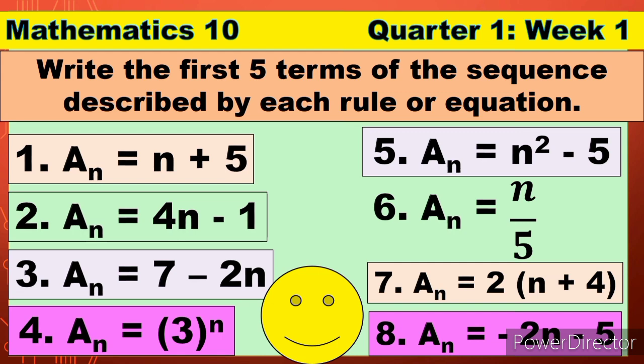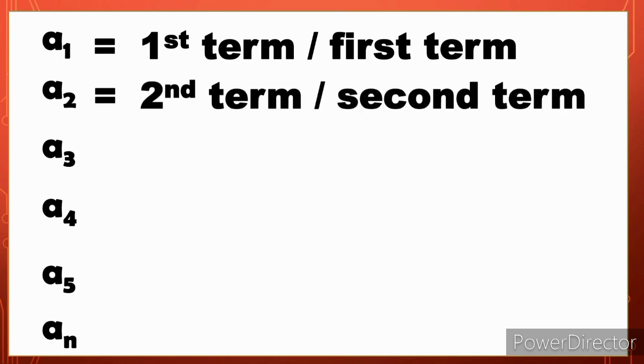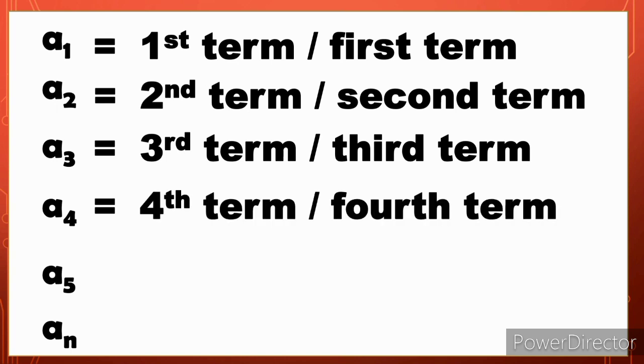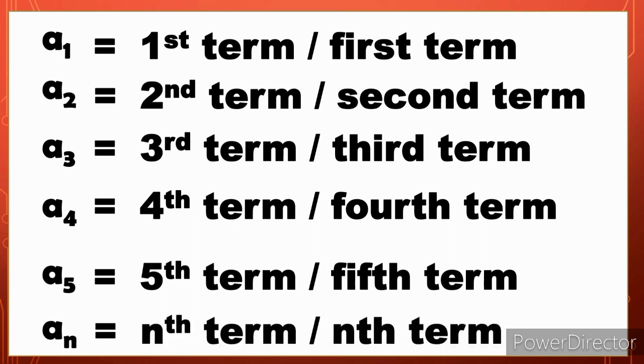Okay, so bago tayo magsimula, alamin muna natin kung ano ang a sub 1, a sub 2, a sub 3, a sub 4, a sub 5, and a sub n. So, yan yung mga tinatawag na number of terms. Okay, so a sub 1 is what we call the first term. A sub 2 is the second term. A sub 3 is third term. A sub 4 is fourth term. A sub 5 is fifth term, and a sub n is nth term. So, nth term. So, pwede nating lagyan ng 6, 7, 8, 9, and so on.